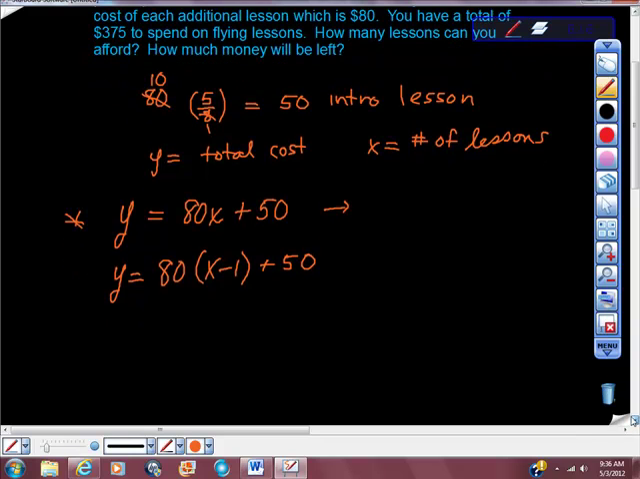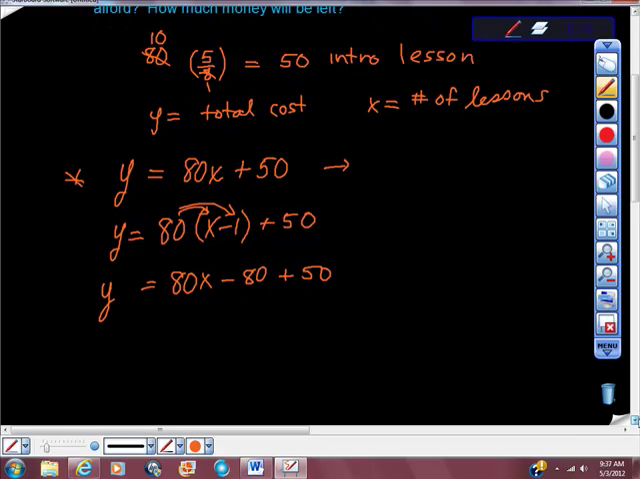You don't have to do that, but it's a really good counting mechanism, so we could try that, right? And then, believe it or not, what you can do is this. You can distribute into here, and it will clean everything up. It will be 80x minus 80 plus 50 equals the total cost.